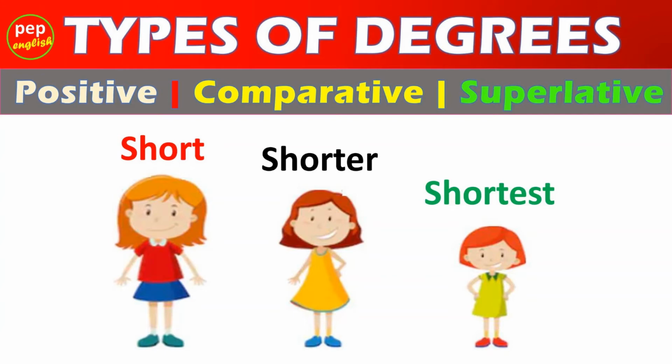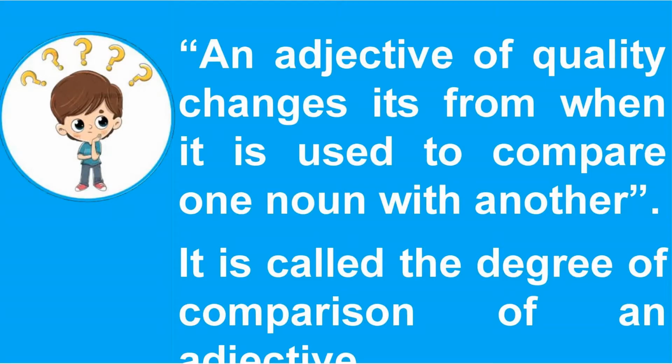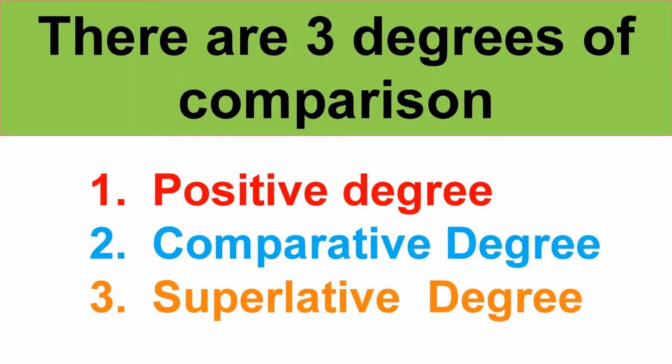Today we are going to talk about types of degrees. An adjective of quality changes its form when it is used to compare one noun with another. It is called the degree of comparison of an adjective. There are 3 degrees of comparison: positive degree, comparative degree, superlative degree.